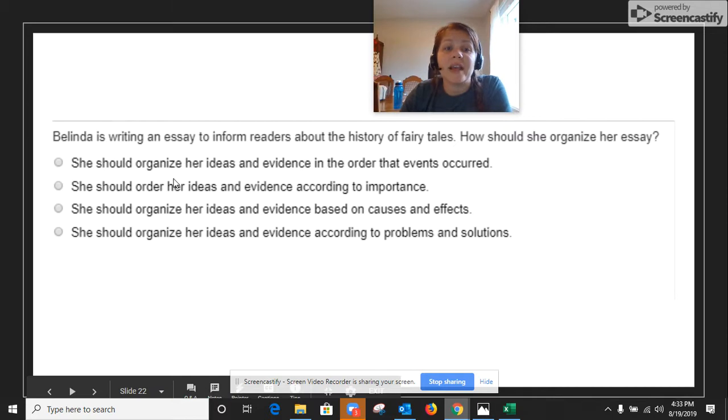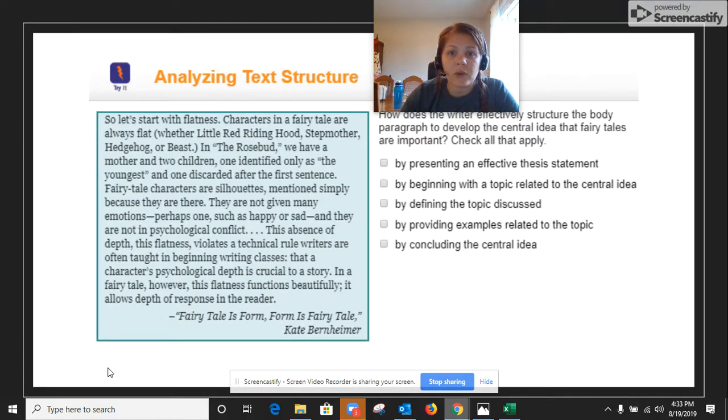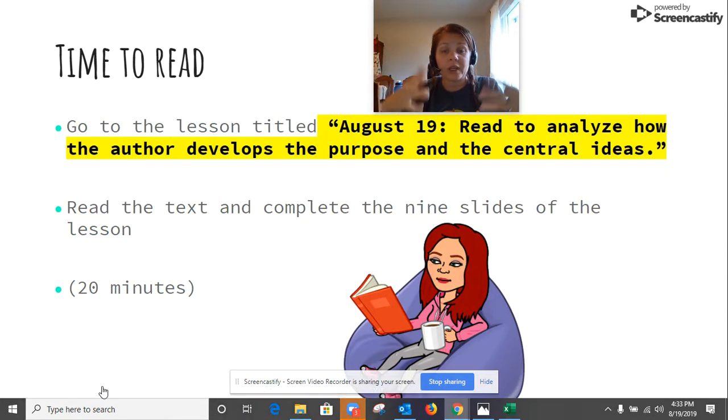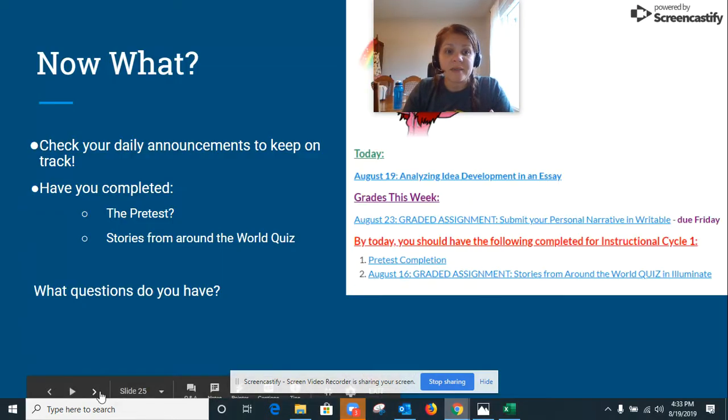And then you're going to get to practice that again in your module, and you can do that on your own. Same thing right here, looking at the organizational structure. And then basically we spent class working in our modules for August 19th, reading that final essay, the Grimm's Brothers essay, and working through those lessons, because the rest of the week is going to be spent preparing and working on the graded assignment, submit your personal narrative, in Writable, due Friday.